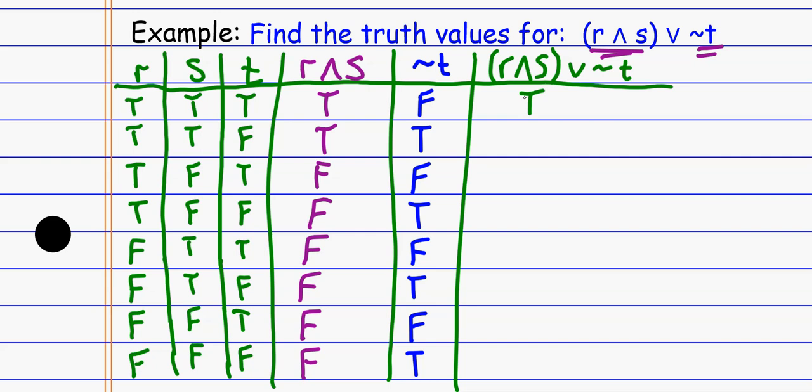Only one of them has to be true, so that's true. The next one, it says true or true. That's true. False or false is false. False or true is true. This one's false, true, false, true.